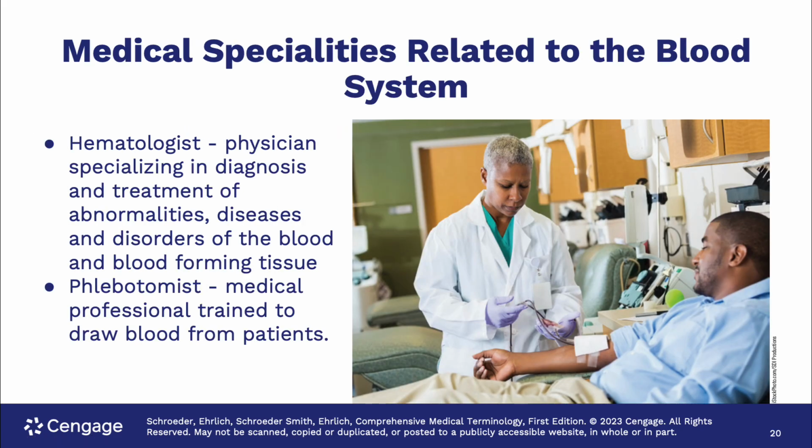I'm going to talk a little bit about different specialties related to the blood system. So, if you hear somebody referred to as a hematologist, that person is a physician, a medical doctor, who specializes in treating blood disorders. If you hear of somebody referred to as a phlebotomist, this is a medical professional that's trained to draw blood from patients. And phlebotomists are typically employed in labs where you go get blood draws. Hematologists often are in hospitals where they deal with people with rare blood diseases. Okay?